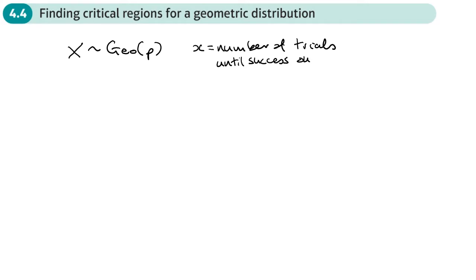Now, in all the questions we've been doing so far, what we've been doing is working out the probability, knowing what the value of X is. When we want to find a critical value, we work backwards. So we're now working out the number of trials needed for us either to accept or reject H0.